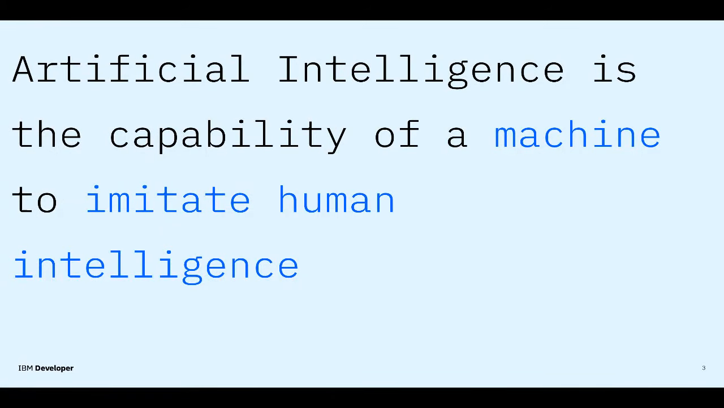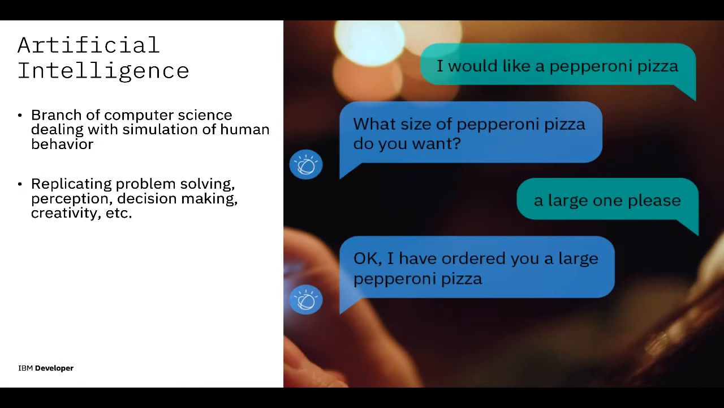So to introduce the topic, let's quickly just introduce what machine learning means and where it falls in the sphere of AI. So artificial intelligence as a whole refers to the capability of a machine to imitate human intelligence. So it's the branch of computer science related to dealing with the simulation of human behavior. This can involve things like replicating decision-making, problem-solving, perception, or even creativity. So when we use artificial intelligence, we can create things such as chatbots, recognize images, or even self-driving cars.